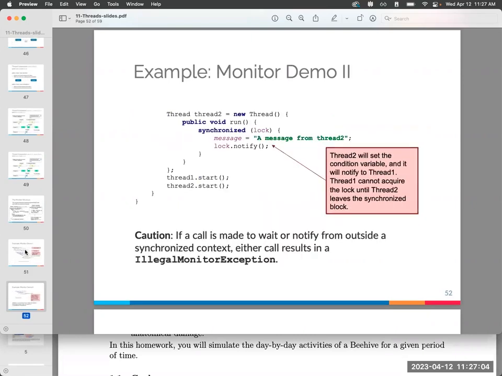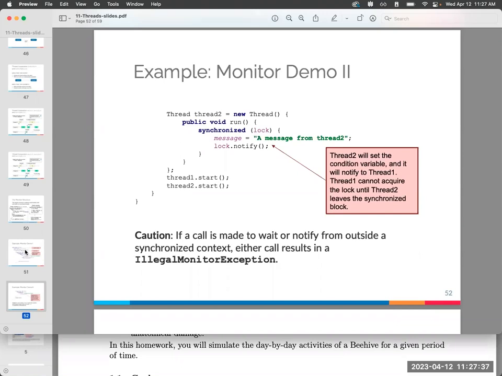So this is another object that I'm creating. Again, another anonymous class. Now I am using a similar structure here. I'm using a synchronized block on the same object, right? Because this is the same object, when I call notify on that object, the other thread, if it is in the wait state, could potentially be notified.